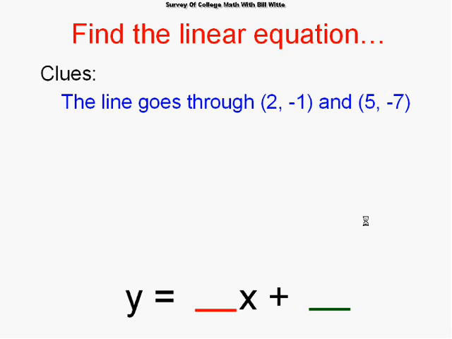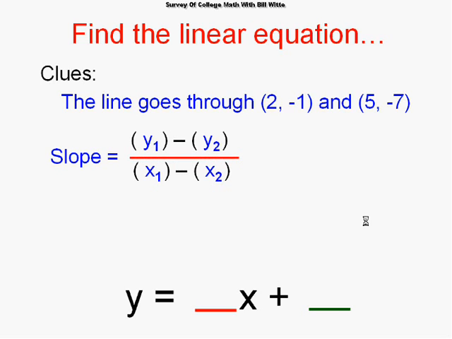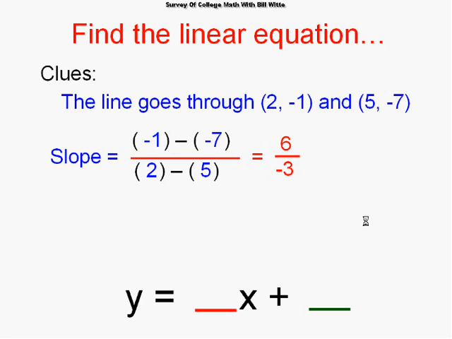I want the equation of the line that goes through these 2 points. Okay? Well, I can get the slope using that slope formula, y1 minus y2 over x1 minus x2. So let's put them in. Okay, we actually do the calculation. I get 6 over -3, or the slope is -2. Now, where do I put that? Remember, that always goes in front of the x. Now, how do I find out the b, or y-intercept?